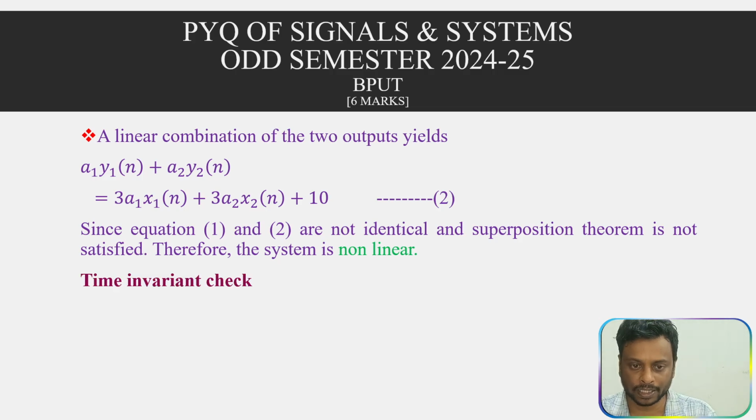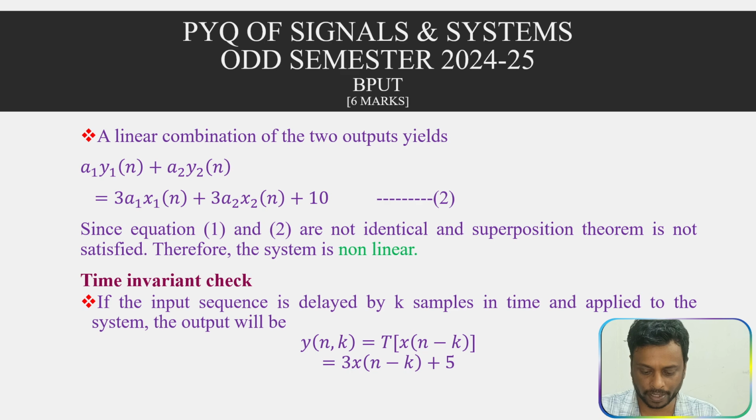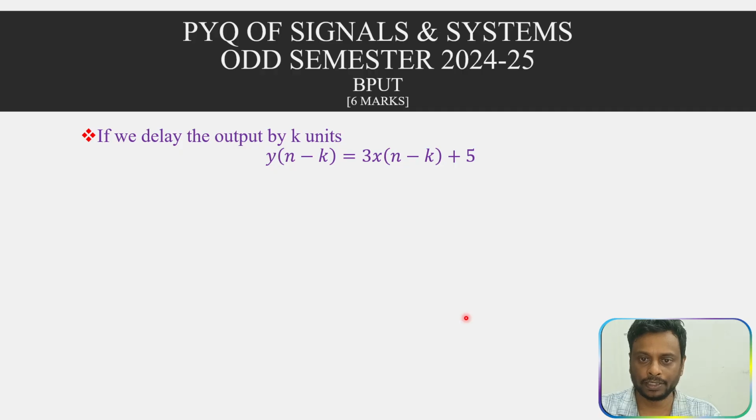Let us take the time-invariance check. First delay the input by k units of time and apply it to the system. The output will be 3x(n-k) plus 5. This is our y(n,k). In this case, we just delay the input by k samples. Next, y(n-k) means just replacing n with n-k. These two look similar but are not identical.